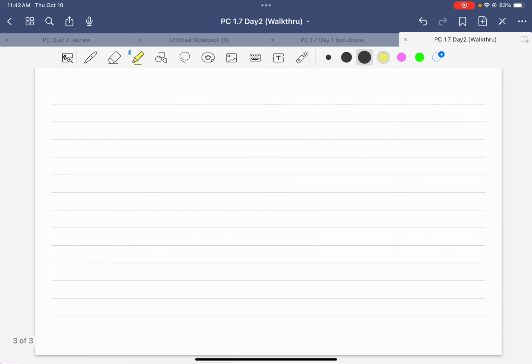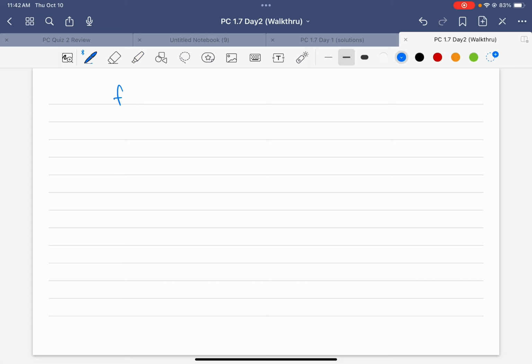Then 42. So 42 says if f of x is equal to 3 over x minus 2, find the inverse and then graph the function and its inverse. We're going to do that using Desmos. But for right now, let's just find the inverse.